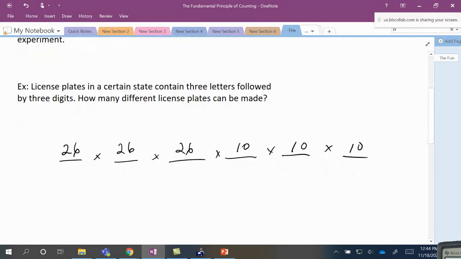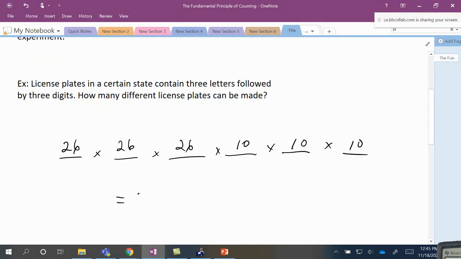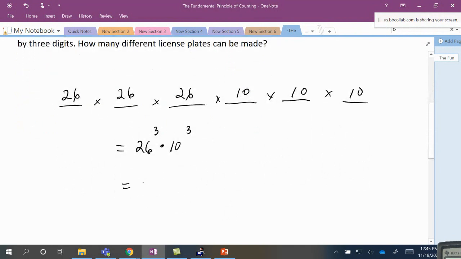Now, if we multiply all 3 together, we would have 17,576,000 choices of license plates. And this is the counting principle.